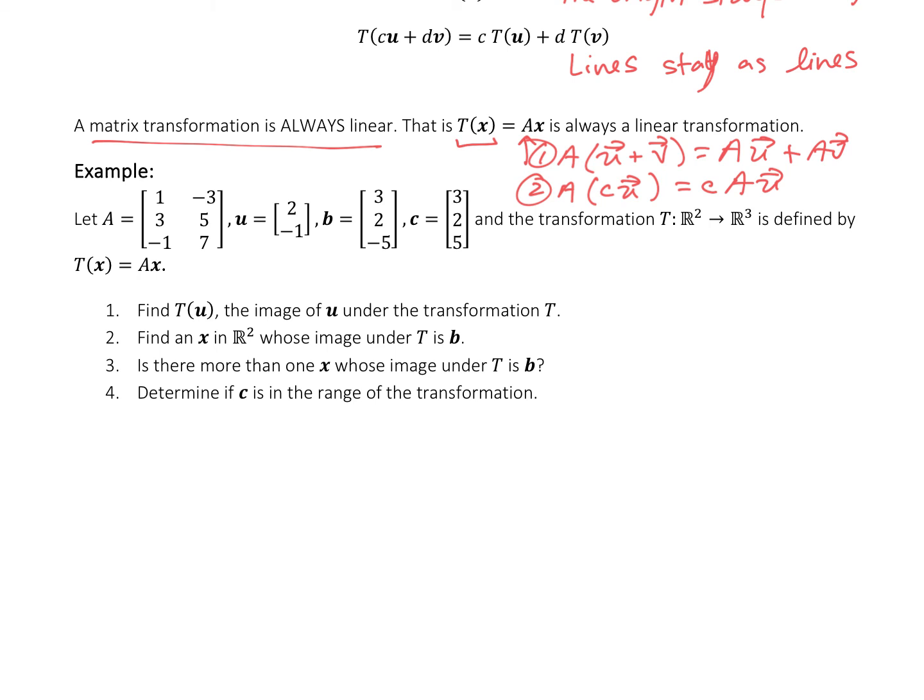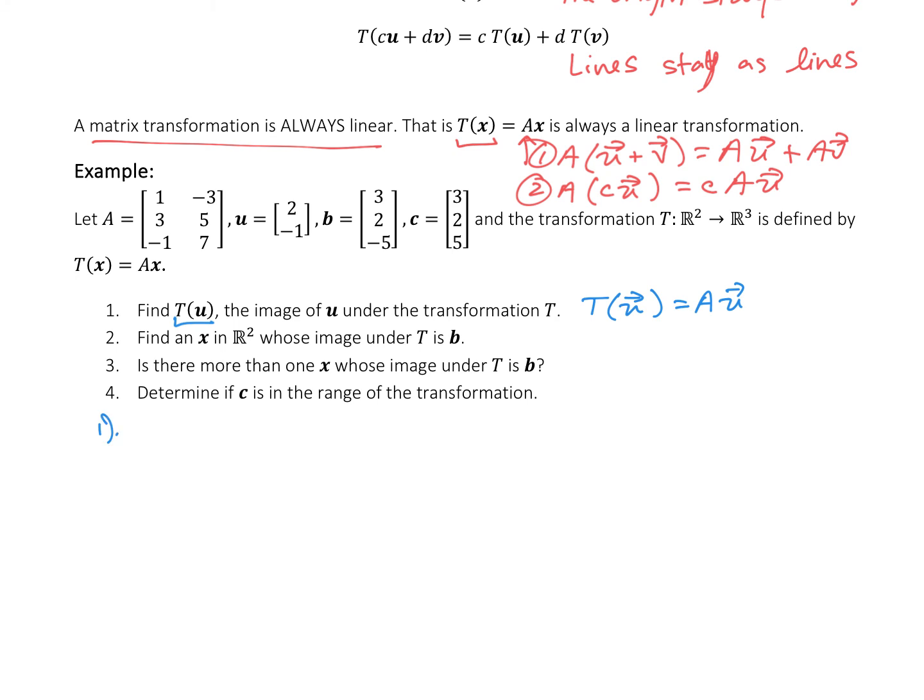So we can always assume that if we're talking about a matrix times a vector, and that is what our transformation is defined as, then it's always going to be a linear transformation. Okay, so let's use that idea to find some information. First, we want to find TU, in other words, the image of U under the transformation T. All that means is we're substituting, so TU is just A times the U vector.